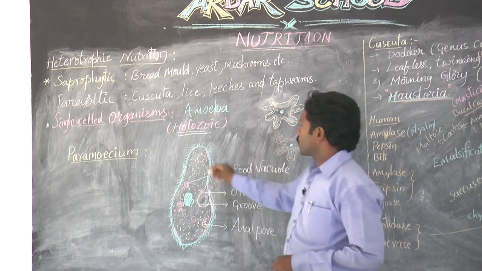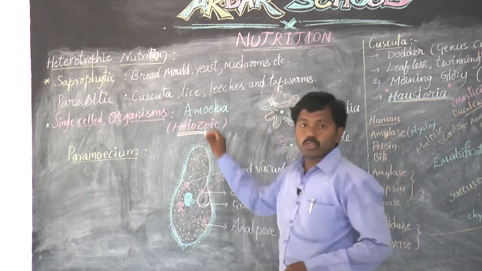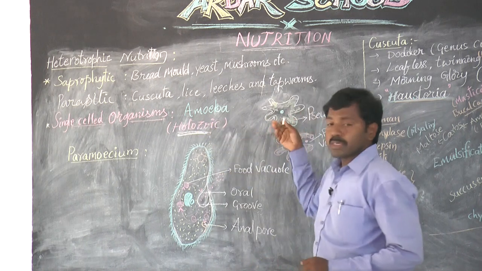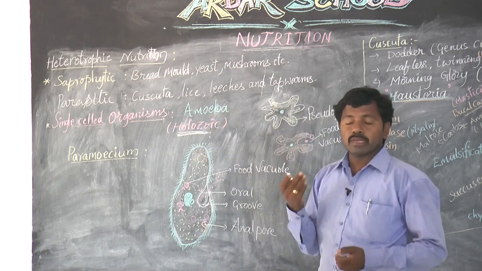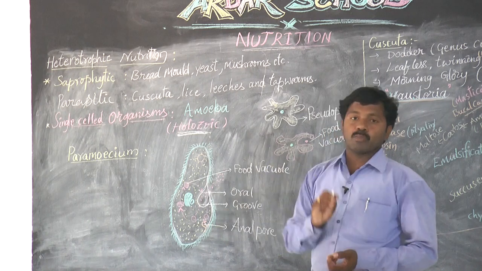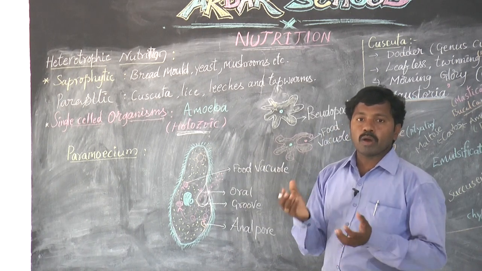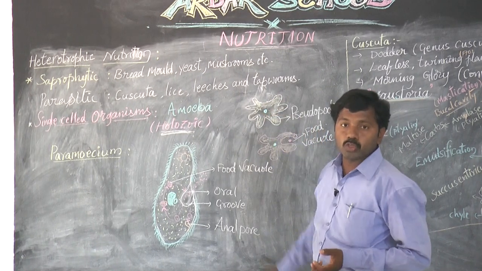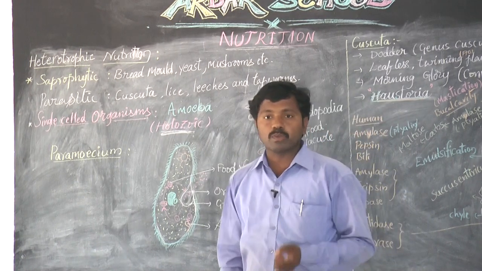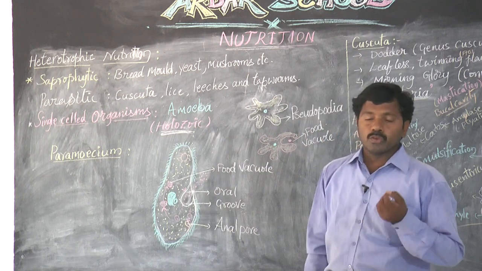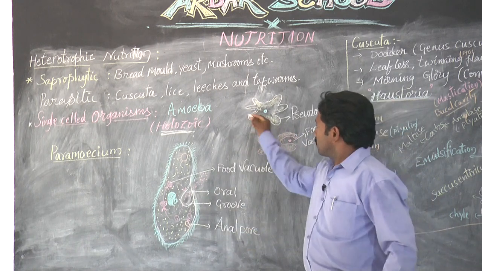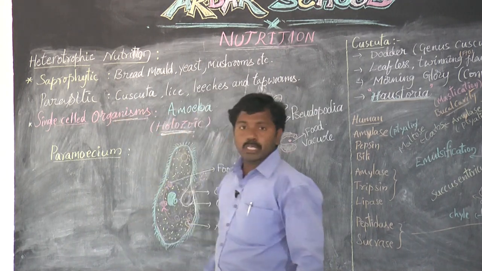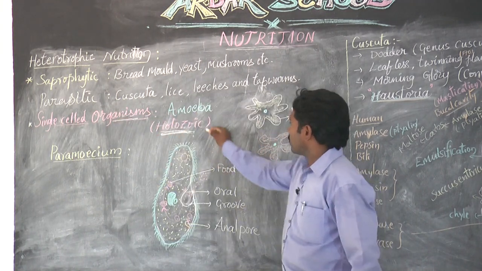Third one, holozoic nutrition. Here some living organisms take their food totally inside the body. They take the whole part of the food material into their body. That is called holozoic nutrition. Best examples are amoeba and human beings. Here, if you observe single-celled or unicellular organisms, the best example is amoeba.